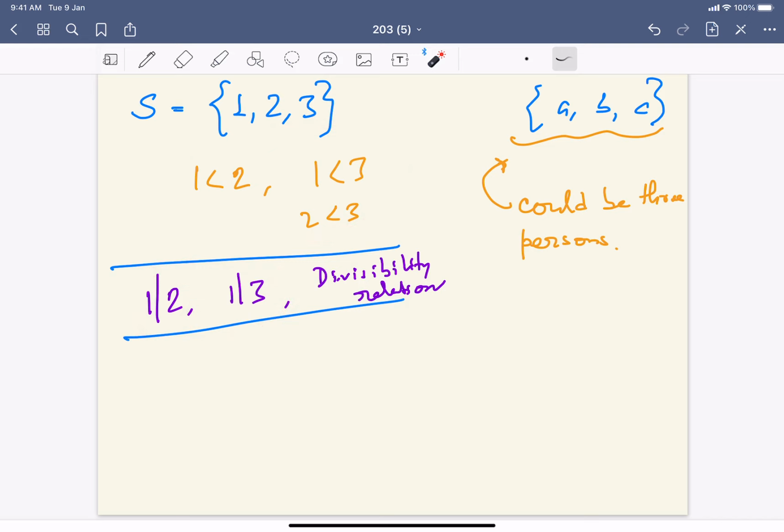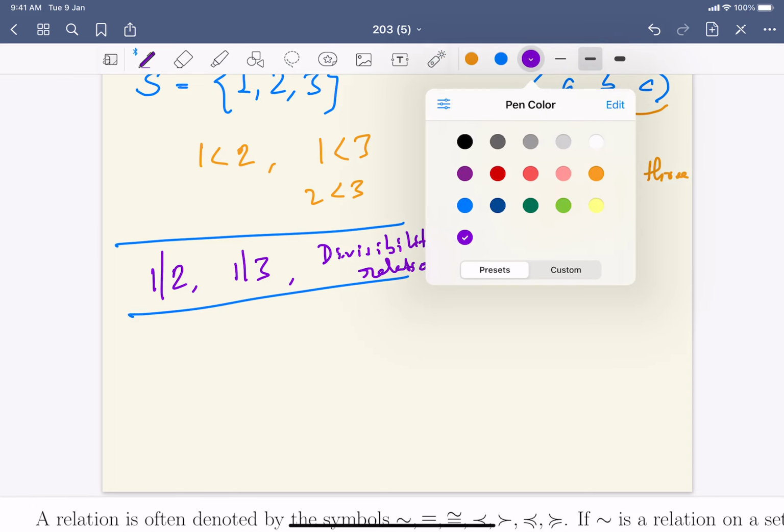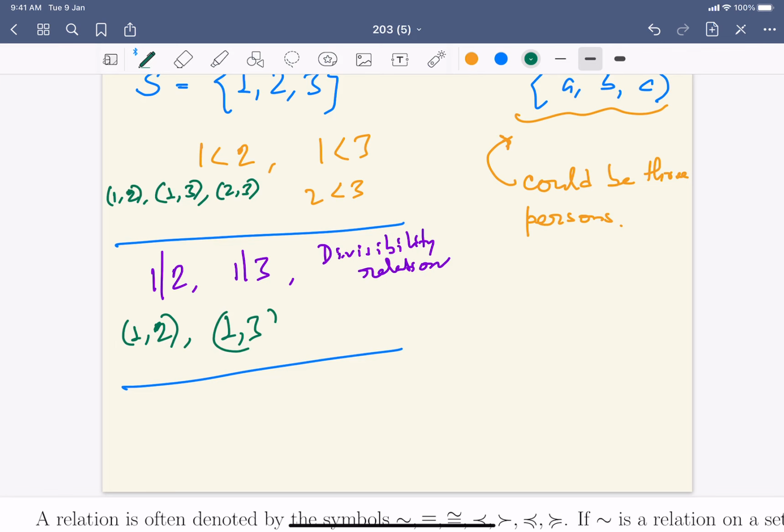Anyway, it's important to know what we are dealing with. We are dealing with this less than relation. Here we're dealing with this divisibility relation. But if you remove all that, just for a while, then what do you get? Here what we have is 1 comma 2, that 1 is related to 2, and that 1 is related to 3. We also have that 2 is related to 3, right? And here we have that 1 is related to 2 and 1 is related to 3, and that's all.